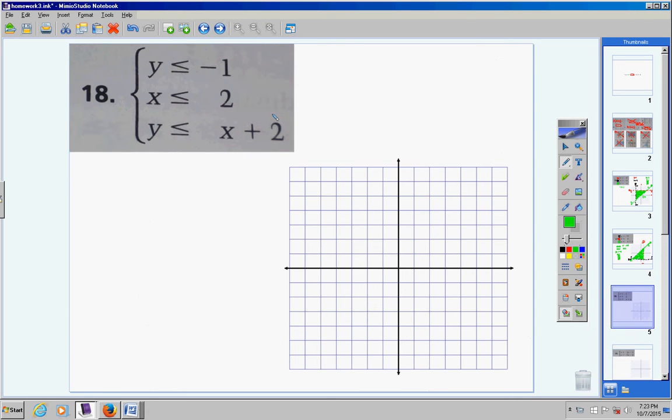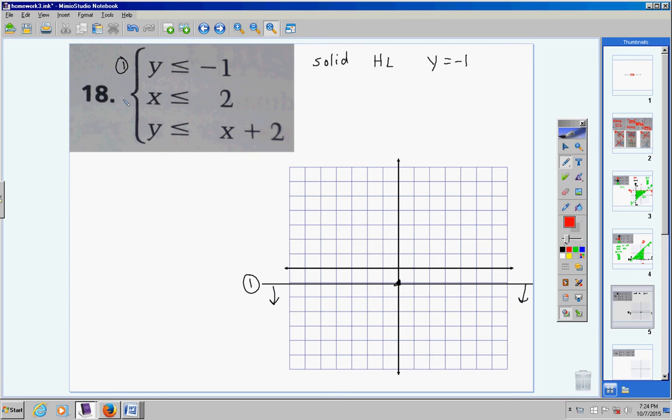Number 18, here we go. First of all, I'm going to start off with inequality number 1. Y is less than -1. Now it's going to be a solid line, okay? And it's going to be horizontal because I have a y only, no x. Y equals -1. So I go to the y-axis, -1. And I'm going to put a horizontal line right there. And y is less than -1, so I'm going to shade downward, and we'll call that line number 1.